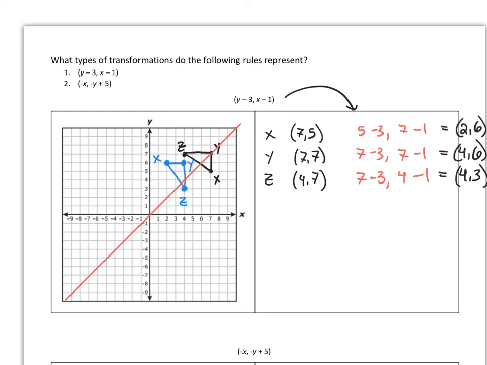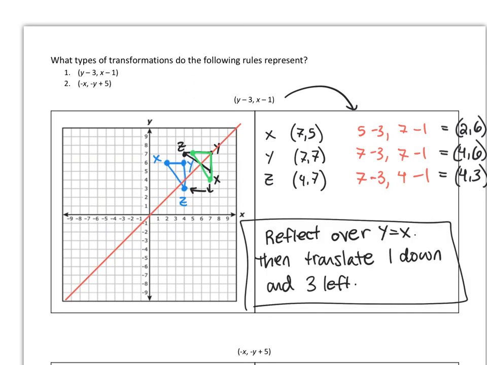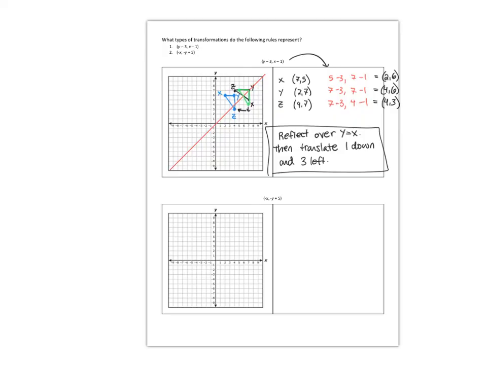Well, one way to do it is to first reflect across y equals x. That would give me this little green triangle right here. Now to map that onto my final image, I just need to go 1 down and 3 to the left. So that's a set of transformations that would allow me to map that pre-image onto that image. So that is represented by the rule right there. Why don't you try the next one? So pause the video, try it out, and then hit play when you're ready to see what it looks like.